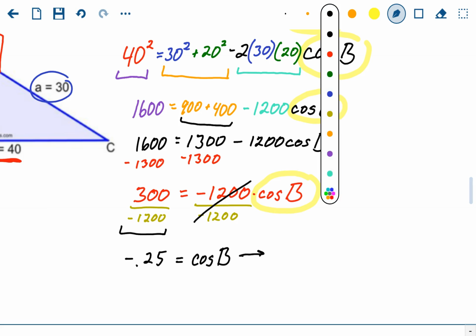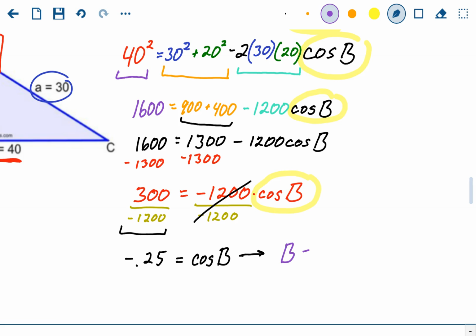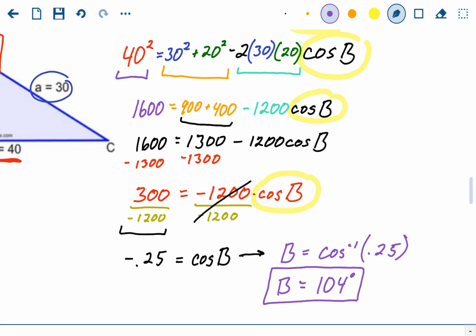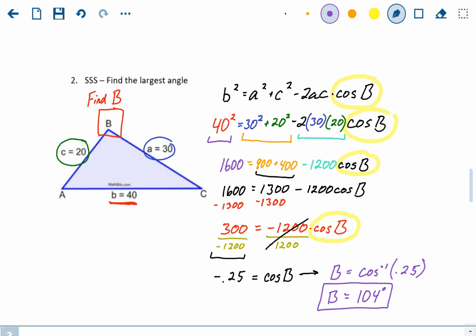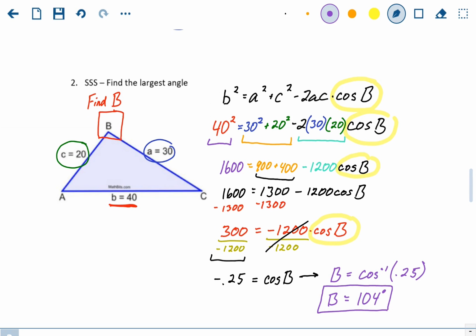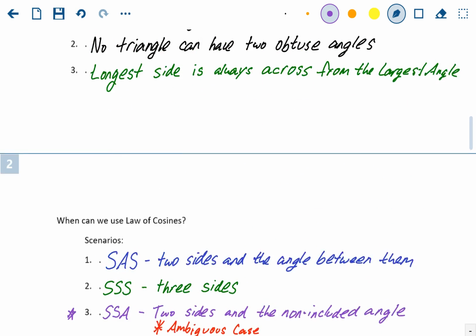Okay. Now we just want B by itself. Remember, when you're trying to get the angle B by itself, you have to take the inverse cosine. So we're going to take the inverse cosine of negative 0.25. And we get a B value of 104 degrees. That's the largest angle. We know that because it's 104 degrees, and you can't have more than one obtuse angle. You can have two angles that are bigger than 90 degrees. So that has to be the largest angle.